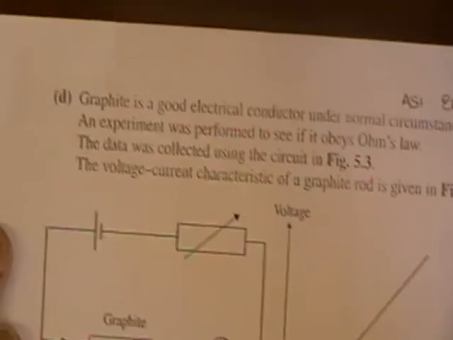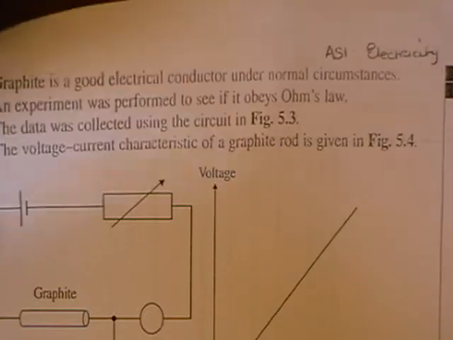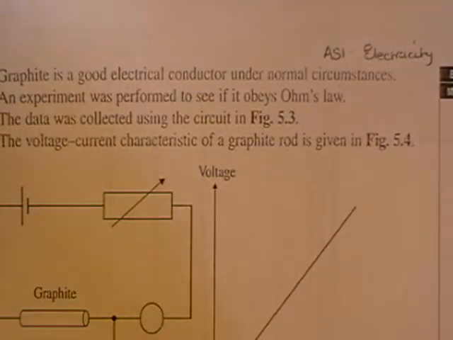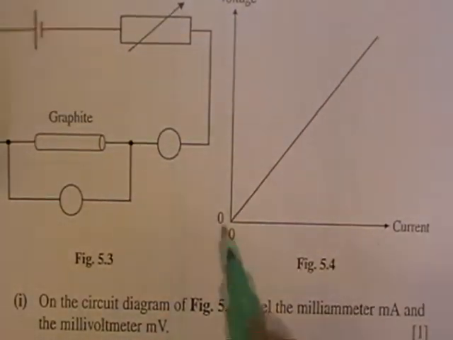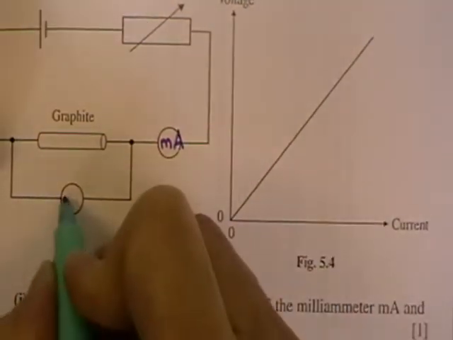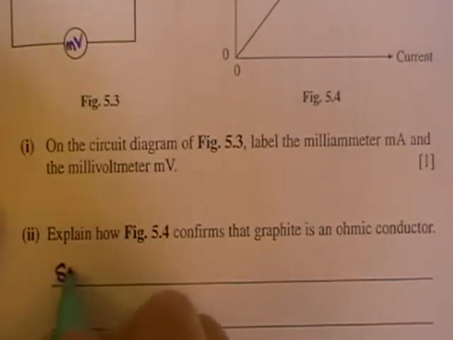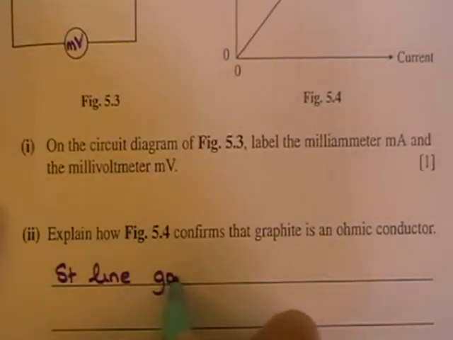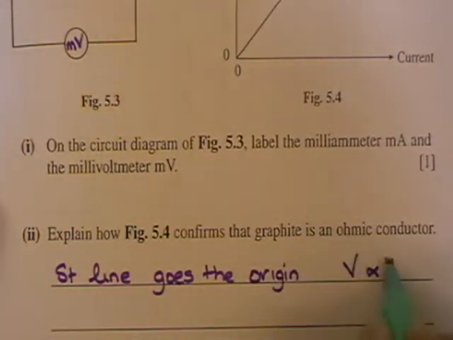Part D. Graphite is a good electrical conductor under normal circumstances. An experiment was performed to see if it obeys Ohm's law. The data was collected using this circuit, so a typical circuit with a variable resistor and 2 meters in it. The voltage-current characteristic of a graphite rod is given. On the circuit diagram, label the milliammeter and the millivoltmeter, so the ammeter is in series and the voltmeter is in parallel. Explain how this confirms that graphite is an ohmic conductor: it is a straight line which goes through the origin, then V is proportional to I.